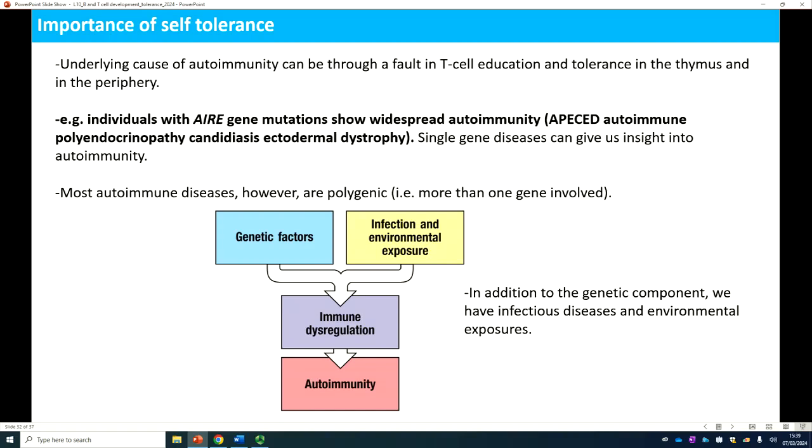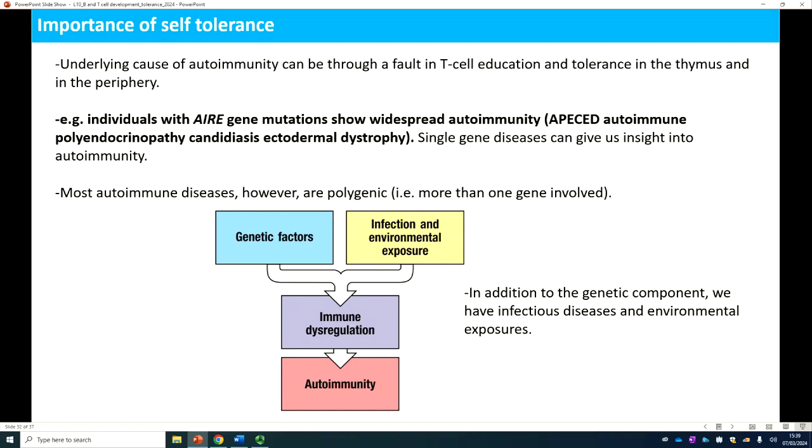But actually, studying individuals who have mutations, for instance, individuals who have mutations in the gene AIRE, so obviously we talked about the importance of that, has given us a really good insight into autoimmunity, because these individuals, even though they have just mutations within this particular gene, present with this widespread autoimmunity.